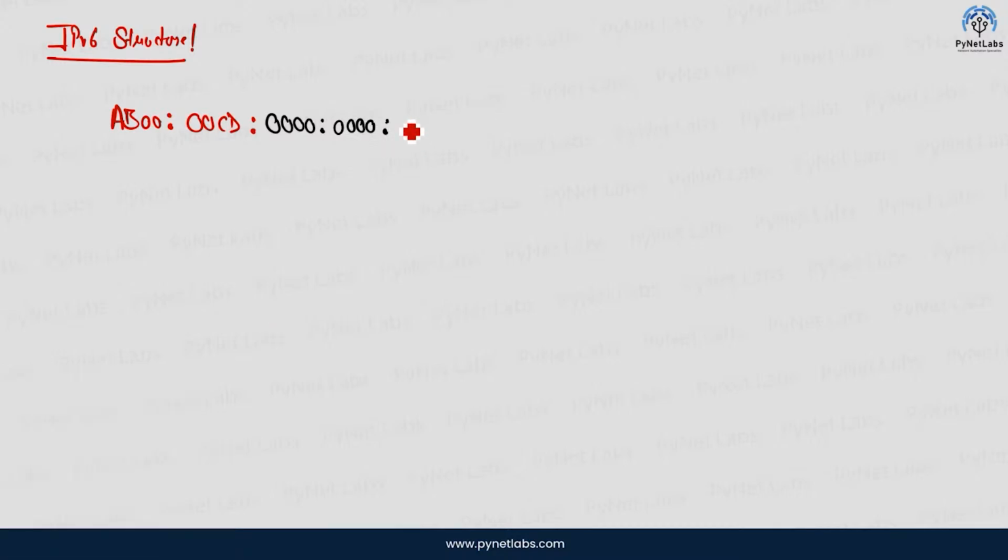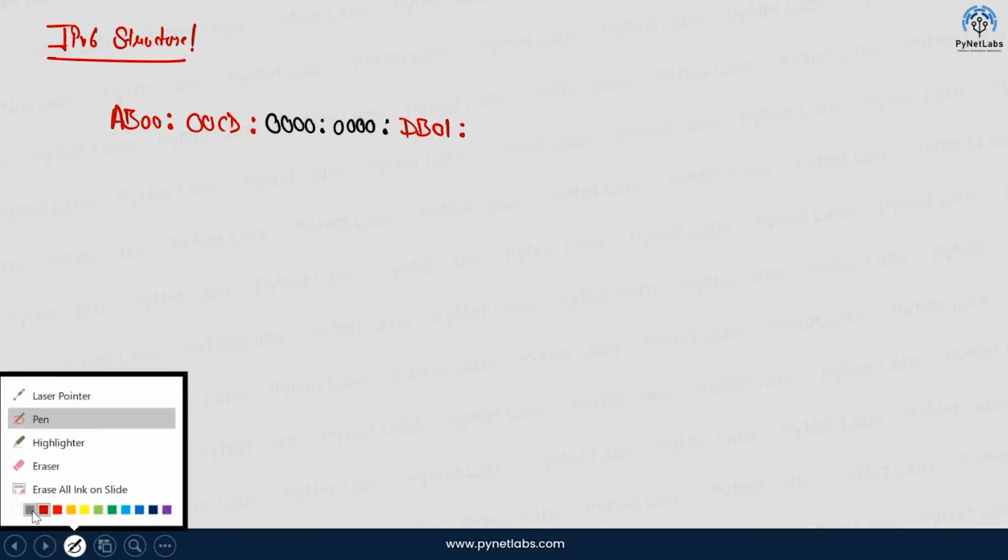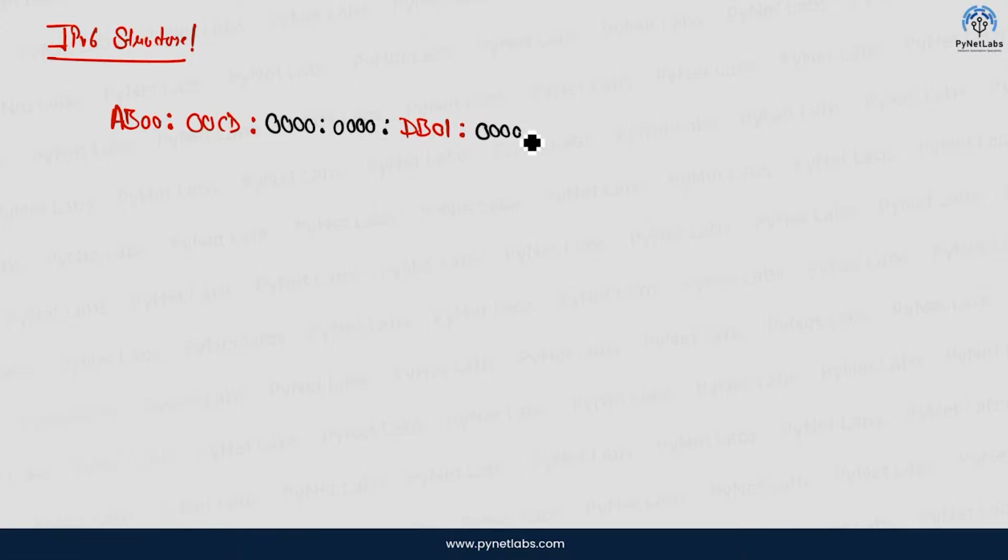Let's say we have some values like DB01. Again we have some continuous zeros. There is a reason I'm using these continuous zeros, because I would like to show you how we can make it shorter and how we can deploy it in the production environment. So this is 4 times 0. Then again I'll write the IPv6 address, which is 1 2 3 4.